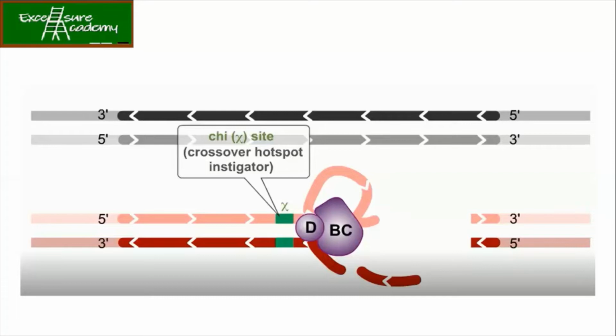Yes, in which direction? It's an anti-clockwise direction. No? 3 prime or 3 prime to 5 prime? In DNA, we don't talk about anti-clockwise or clockwise. We talk about 5 prime to 3 prime or 3 prime to 5 prime direction. Since you can see the BCD complex is moving in this direction, what is the direction over here?